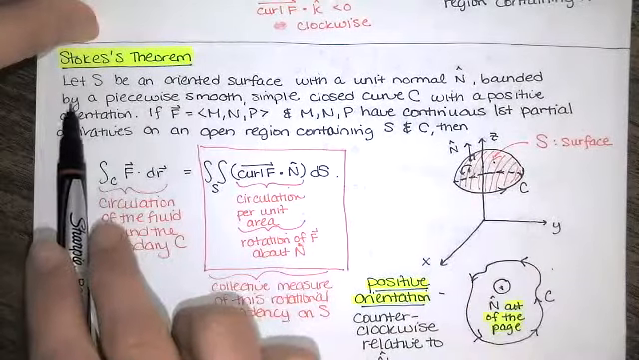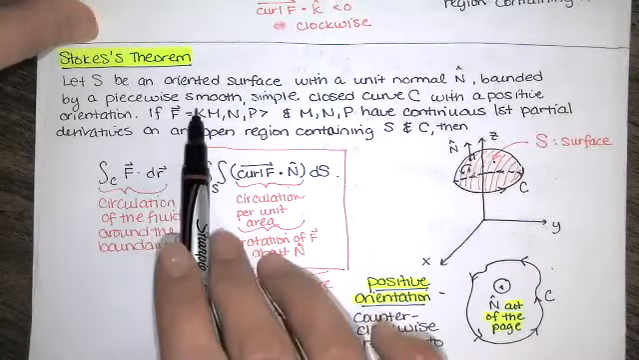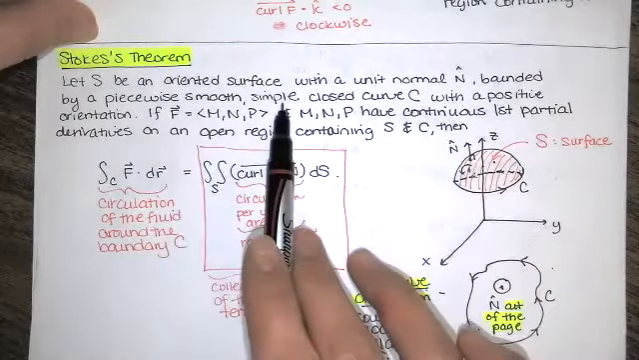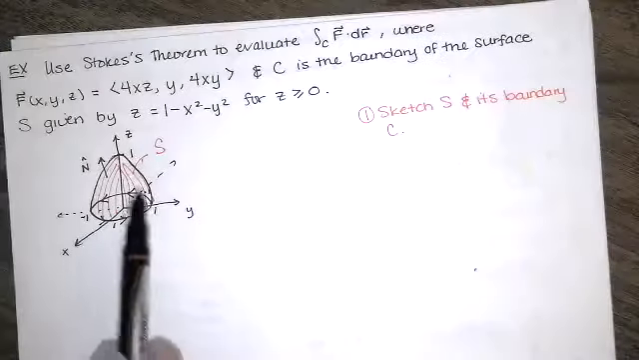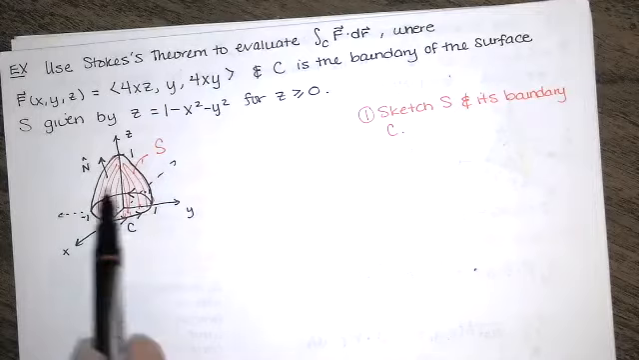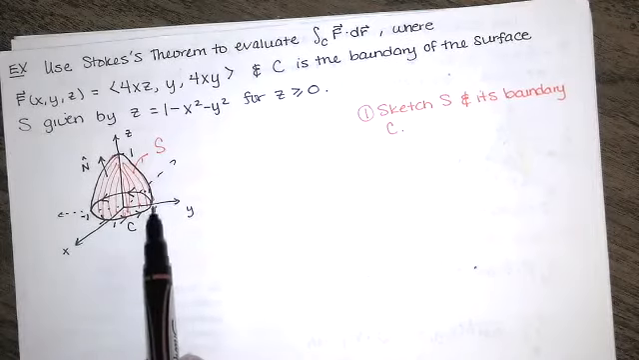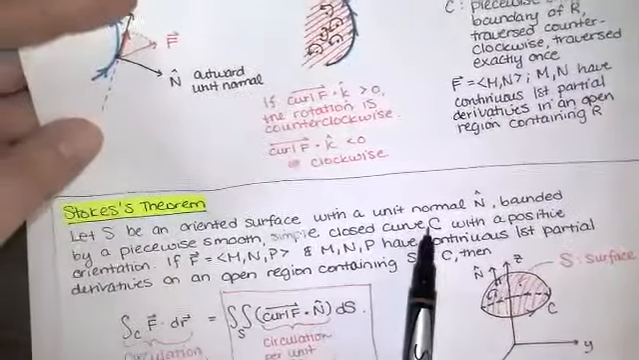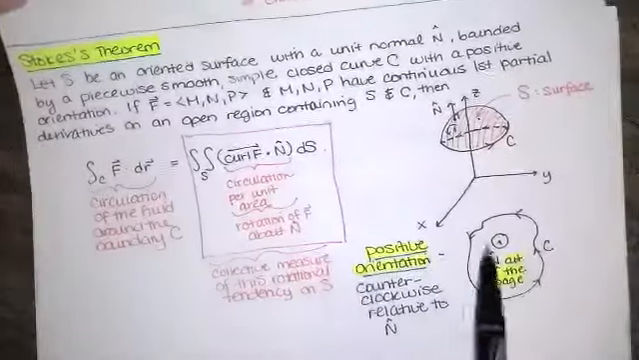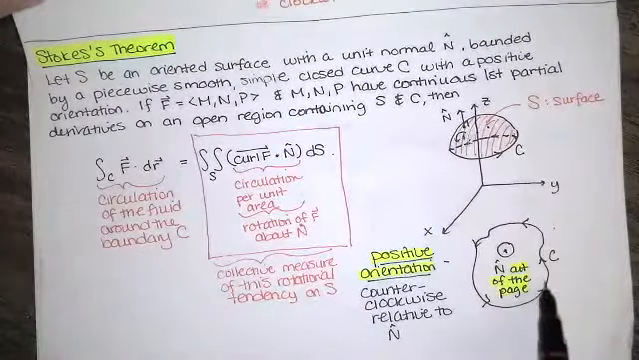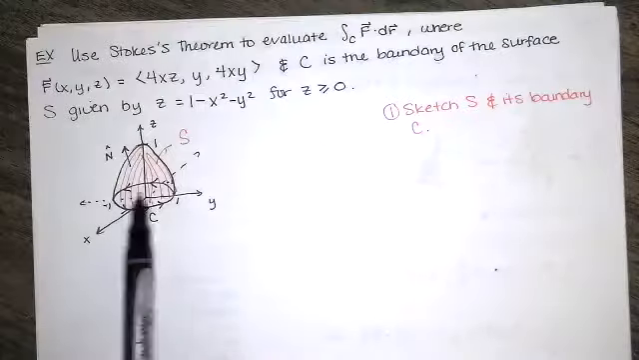And we have it bounded by a piecewise smooth, happens to be smooth, simple, it doesn't cross itself, sure, closed curve, yep. It starts and ends, or it just keeps going if we wanted to, but you could also say it starts and ends at the same spot. C, and it has a positive orientation. And positive orientation just means it's counterclockwise relative to n hat, and that is the way I drew it.